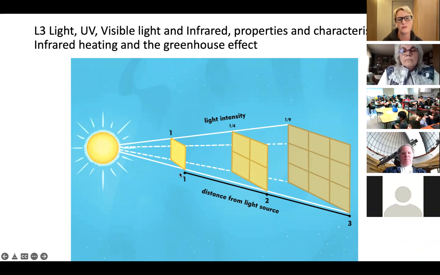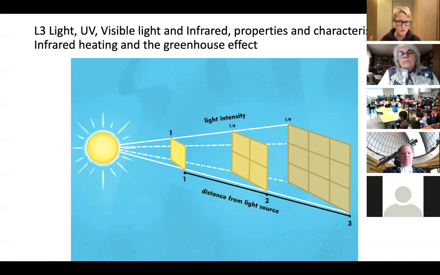If we were to move now 2 units away, then the square, the area that it needs to cover, is actually now 2 by 2. We know from mathematics that 2 times 2 is 4. So now we've got 4 square units that need to be covered by the same amount of light. If our light intensity was 1 when it was 1 square, then when it's 4 squares and we've got the same amount of light, it's 1 divided by 4, so it's actually a quarter.